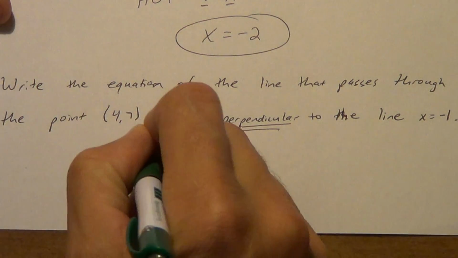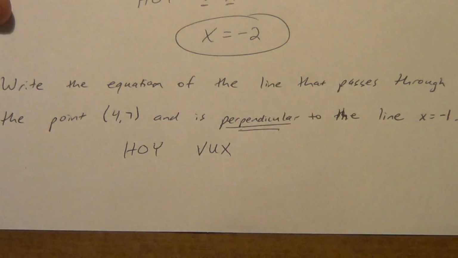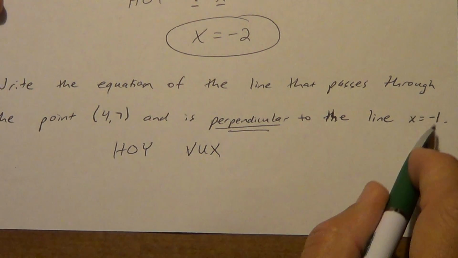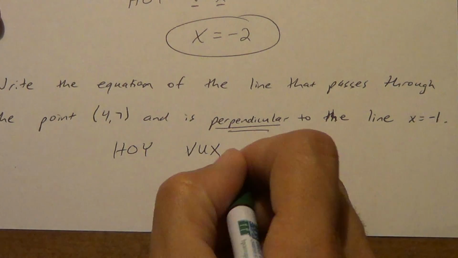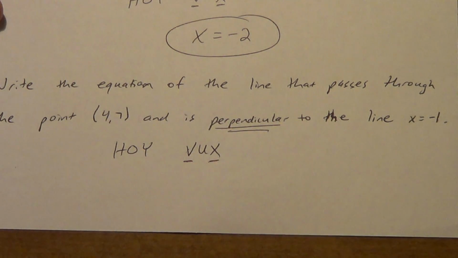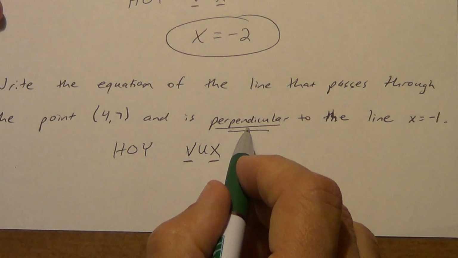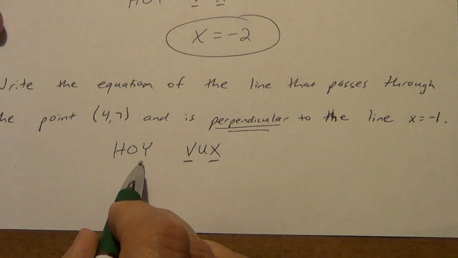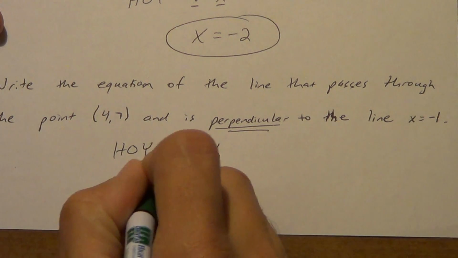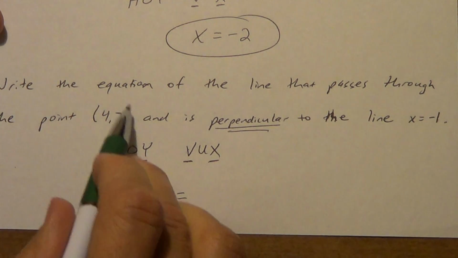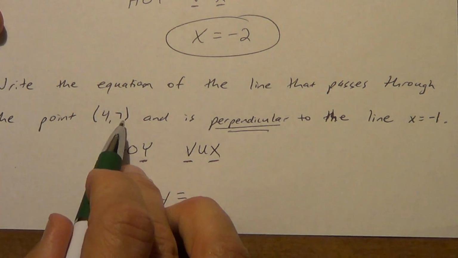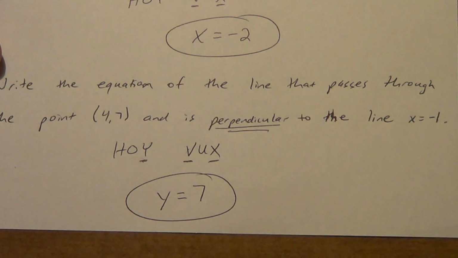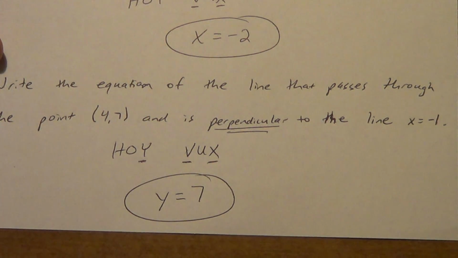Okay, same thing. We're going to use that Hoy-Vux idea. This is not in that whole y equals mx plus b form, it's x equals, so it's a vertical line. Vertical lines are perpendicular to horizontal lines, so my answer is going to be a horizontal line. Horizontal lines have to be y equals. So what does y equal? Well, look back up here. That's an x value, that's a y value, so y equals 7. And I'm done. Pretty simple.